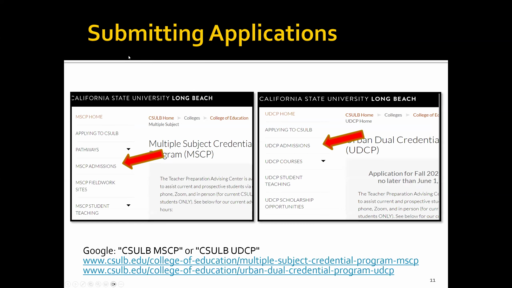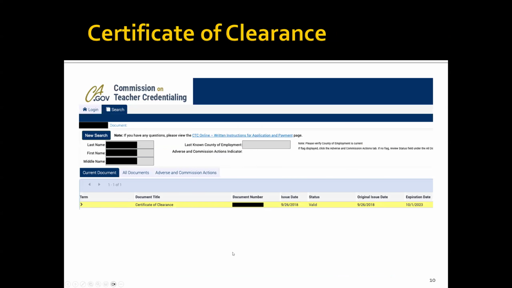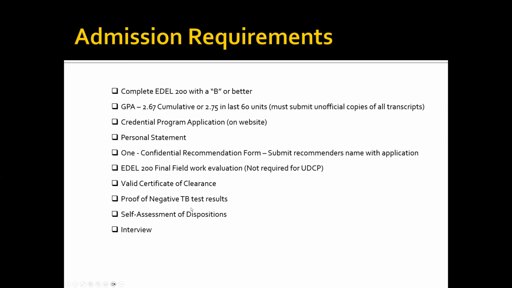As far as looking for the application, I will show you how to access that, but you can just Google CSULB MSCP or CSULB UDCP. To go back really quick, the TB test is valid for 4 years, so just keep in mind.